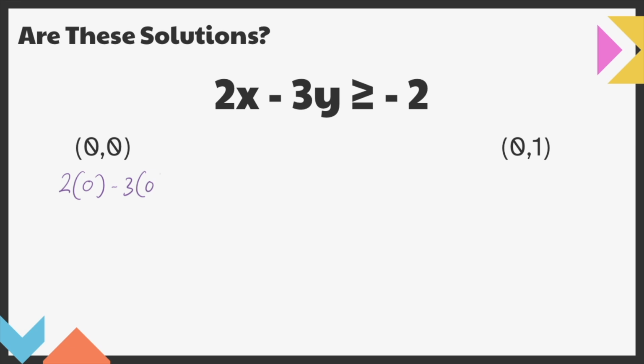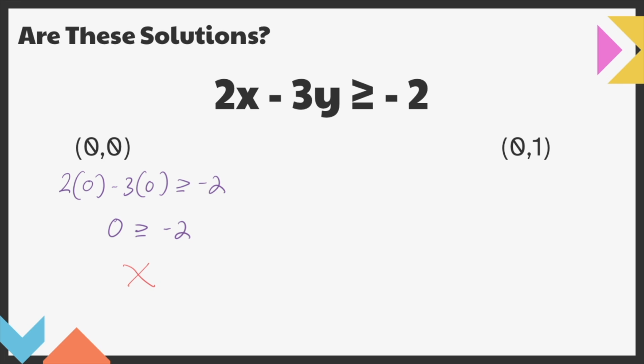So we're going to plug in the zeros, and then we're going to have greater than or equal to negative 2. Now we're going to do some quick math, and 2 times 0 is 0, 3 times 0 is 0, and we end up with 0 minus 0 equals 0. So we've got 0 is greater than or equal to negative 2. We need to determine, is this a solution to this inequality? Is 0 greater than or equal to negative 2? No, it's not, so this is not a solution to our inequality.